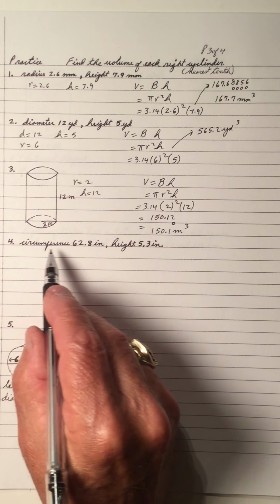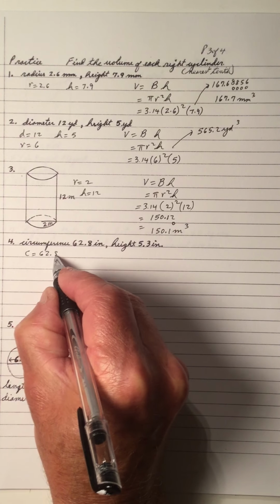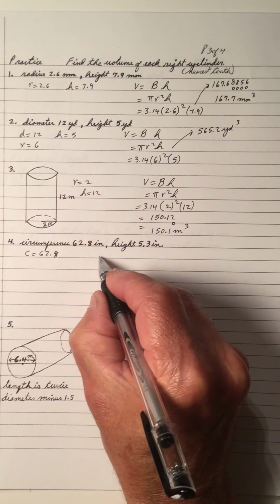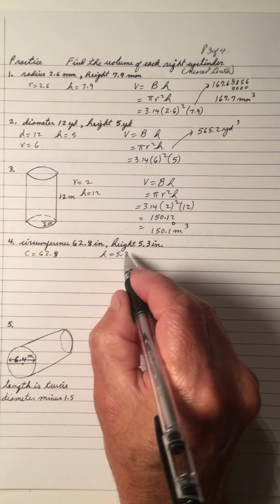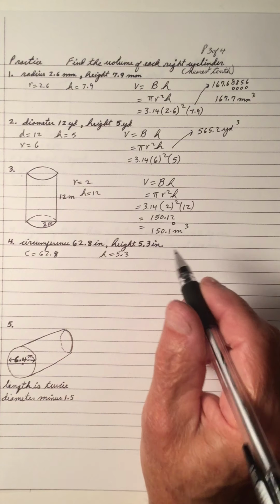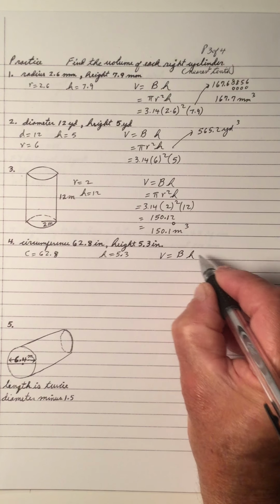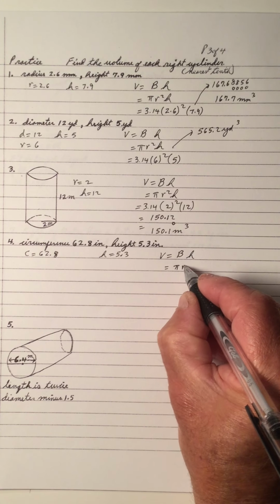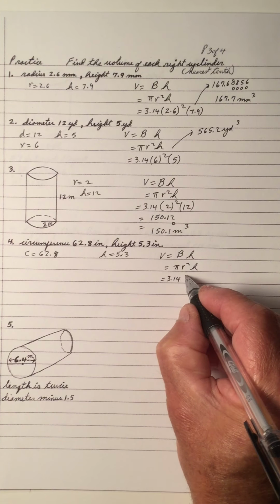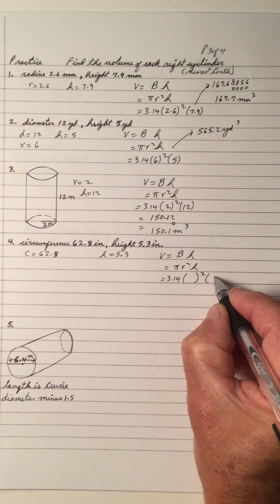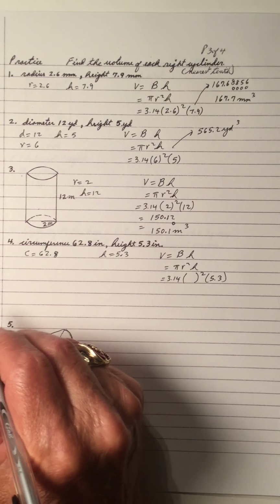Number 4, we have a right cylinder with a circumference. The circumference is 62.8. We have a height of 5.3, and the same units as inches. Now to get the volume, the volume is base area times height. But the base area is pi r squared, because it's a circle, and we have 3.14, but we don't have the radius. We have the height of 5.3, but we don't have the radius. So we have to work with the circumference.